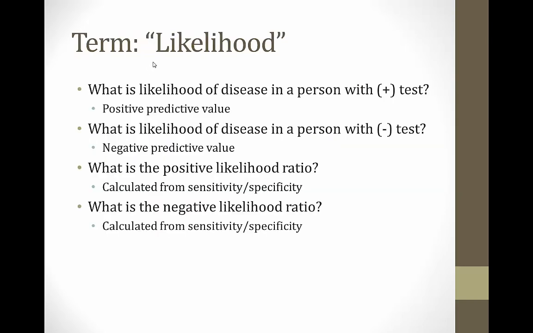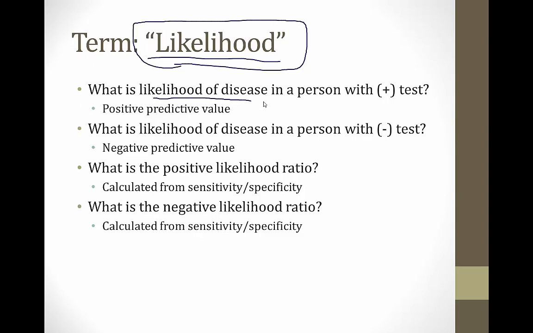Finally, let me leave you with this one slide and the term likelihood. Don't get confused by this word if you see it in a question stem. If they ask you what is the likelihood of disease in a person with a positive test, they're looking for the positive predictive value. Don't answer the likelihood ratio. The likelihood ratio is a ratio of probabilities and tells you how much the probability moves up or down based on a test result. What they want here is an actual number for the likelihood that that individual patient has disease, and for that you're going to want to answer the positive predictive value.